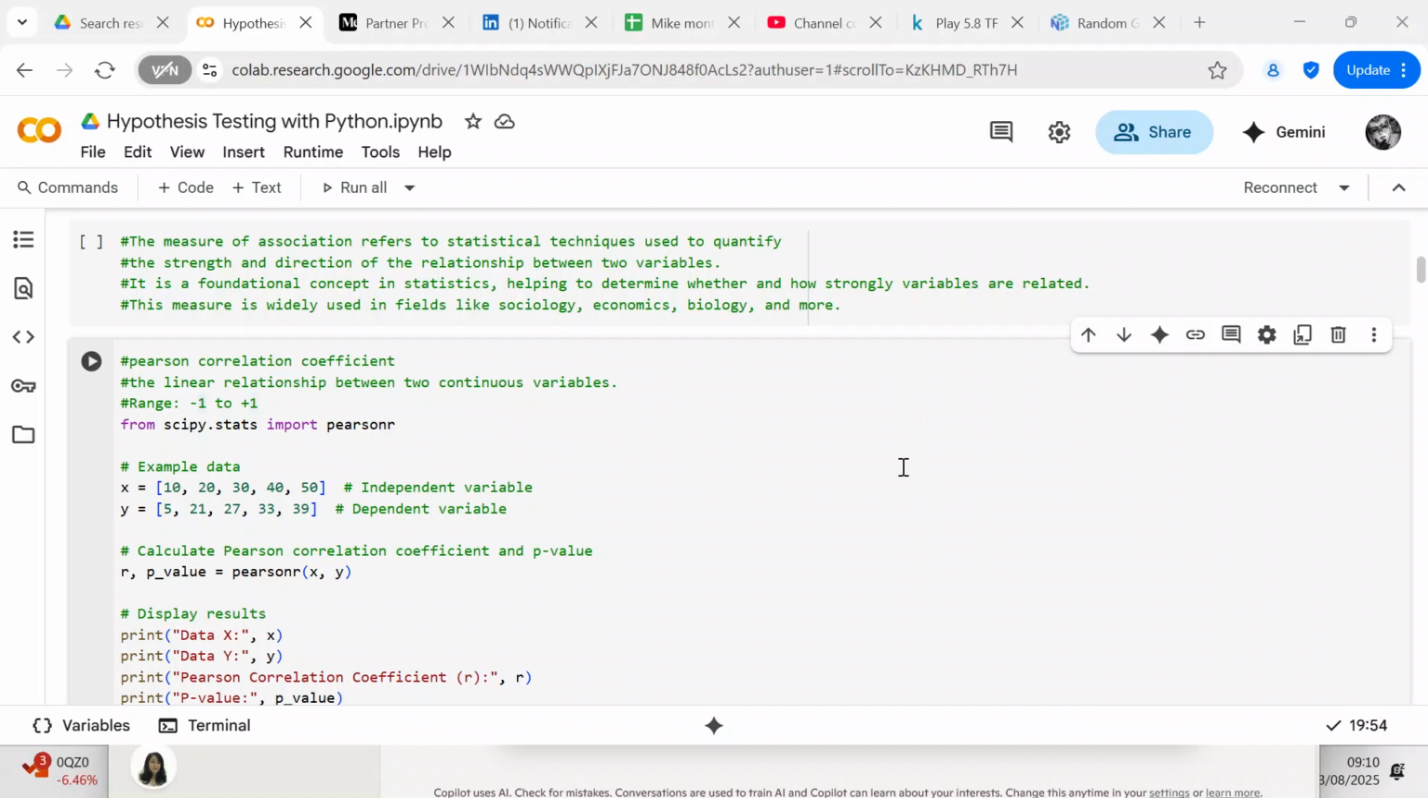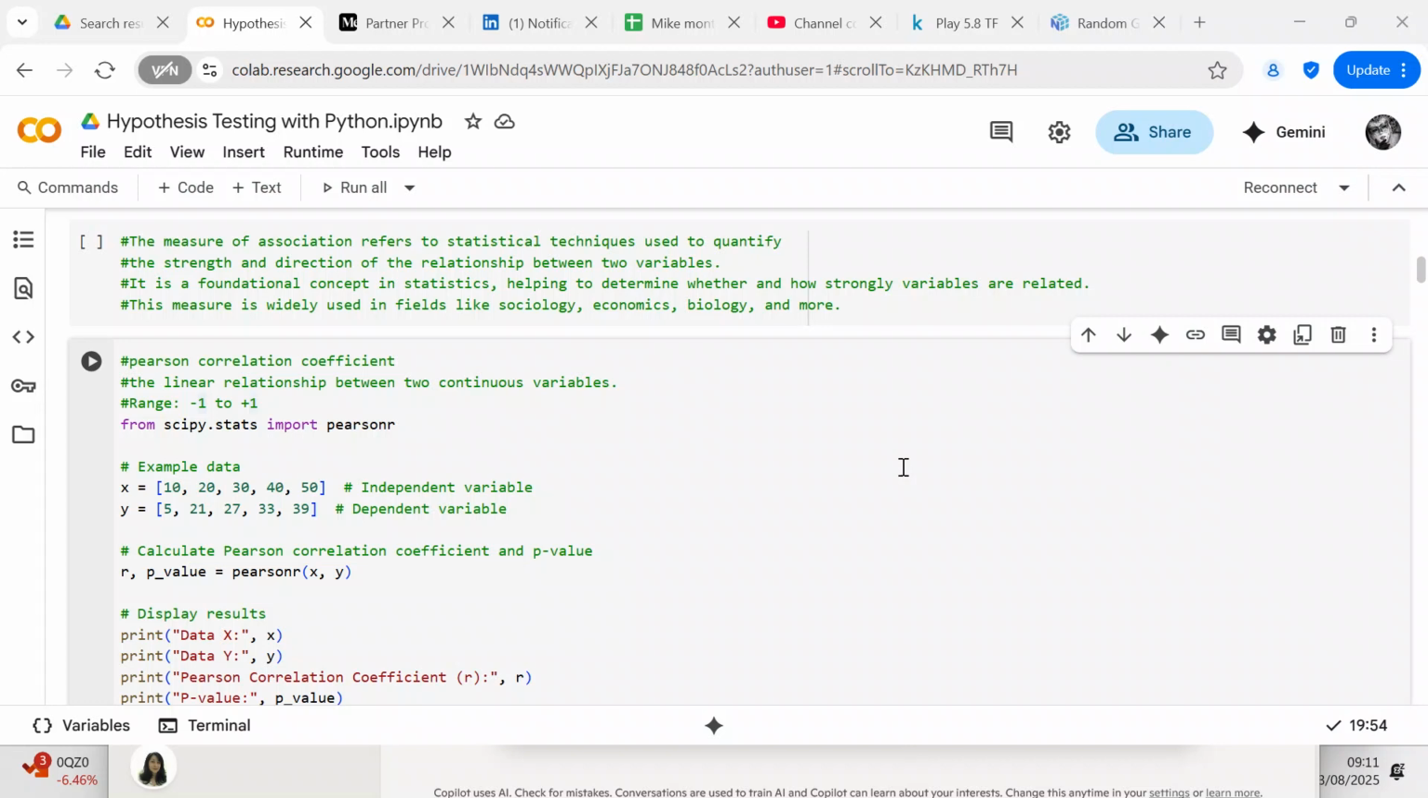So measures of association refers to statistical techniques used to quantify the strength and direction of the relationship between two variables. It is a fundamental concept in statistics, helping to determine whether and how strongly variables are related. This measure is widely used in fields like sociology, economics, biology, and more.